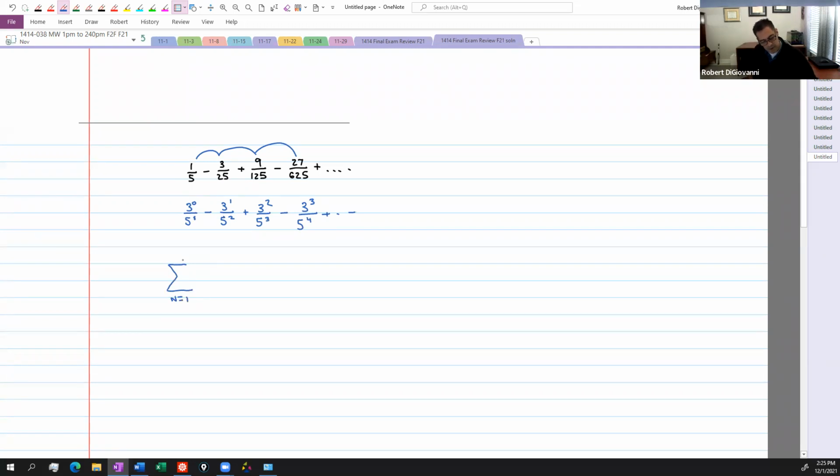So I need to rewrite this as -1. I need to start positive, so I'm going to put n-1. And then my 3 needs to start at 0, so n-1 there. And on the bottom, my 5 needs to start at 1, so I'm going to put 5 to the n.